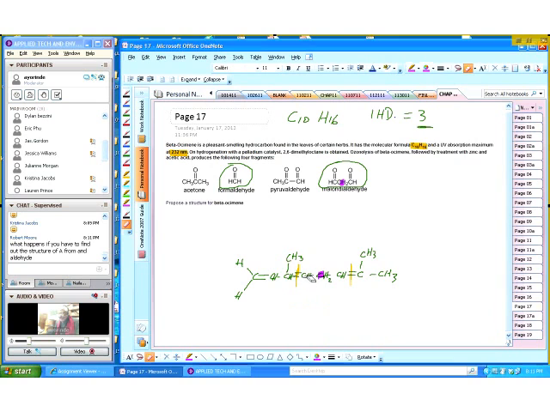So if I cleave this, this becomes the carbon of the aldehyde on this side, and if I also cleave this, this becomes the carbon of the aldehyde on this side. So now I have explained this molecule. Do you see that? If you see that, give me a happy face.